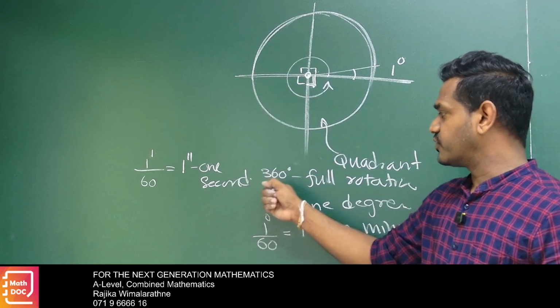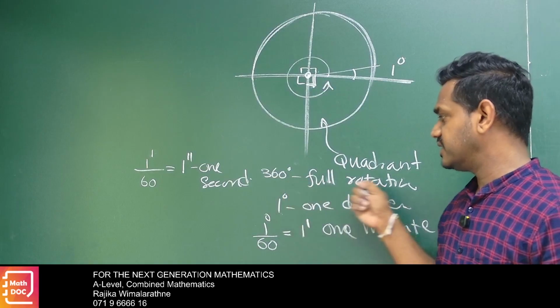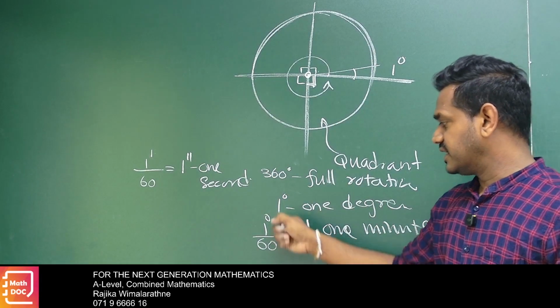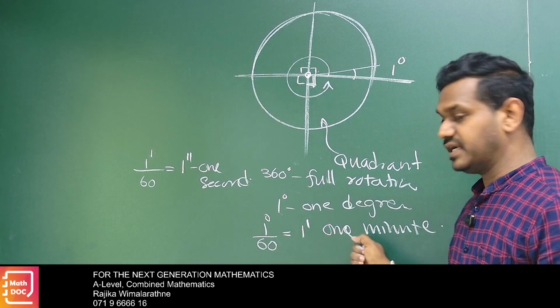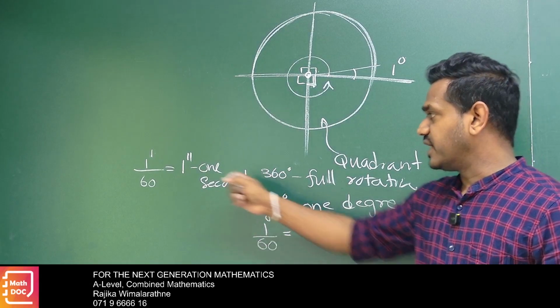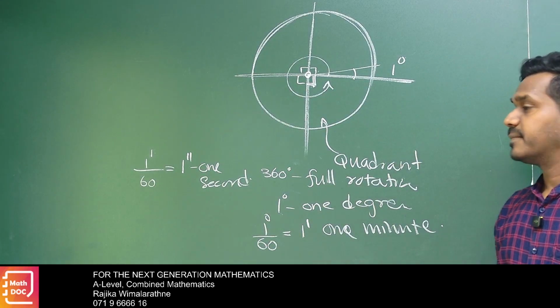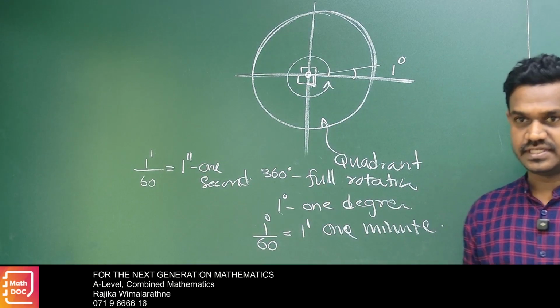Here the full rotation is 360 degrees, then one segment is 1 degree, then 1 degree divided by 60 we call 1 minute, and 1 minute divided by 60 we call 1 second. That is what we call sexagesimal measurement.